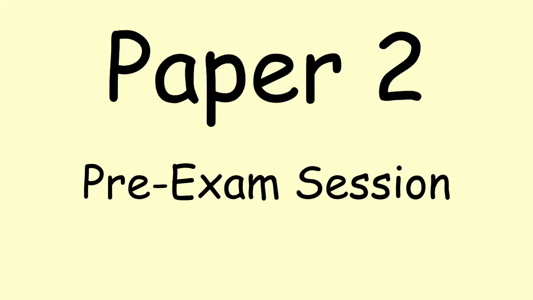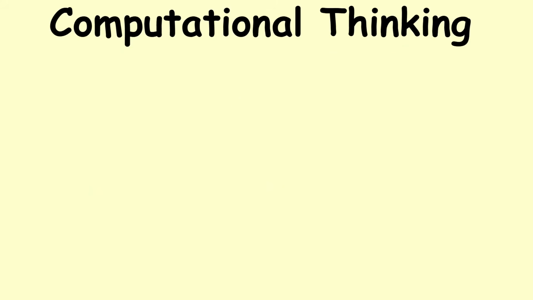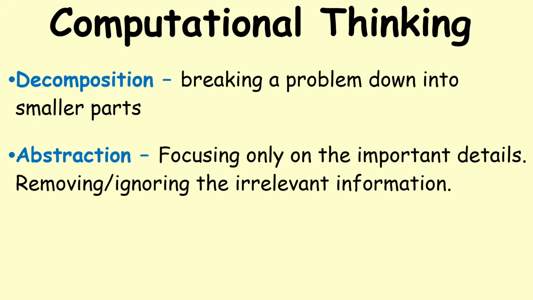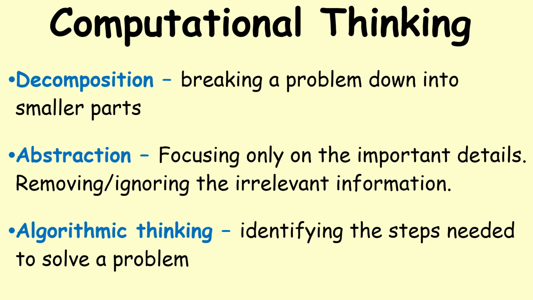Hi, this video goes through the key things that you need to know ready for paper 2. First up, we've got computational thinking. We need to know about decomposition, breaking a problem down into smaller parts so that it's easier to solve. Abstraction, where we focus on just the important details and remove or ignore any irrelevant information. And algorithmic thinking, identifying the steps needed to solve a problem.